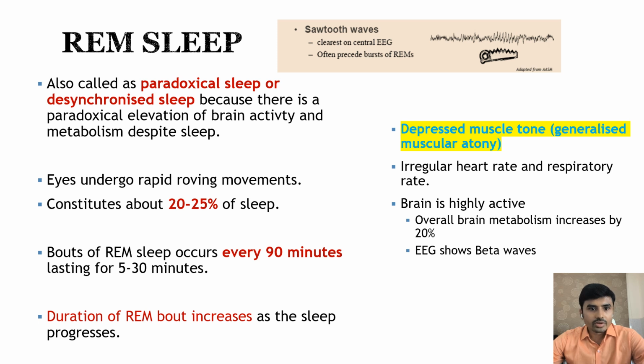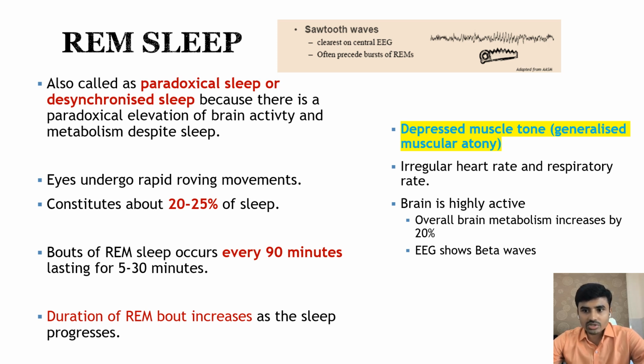REM sleep. During this sleep, sawtooth waves are seen. It is also called paradoxical or desynchronized sleep because there is a paradoxical elevation of brain activity and metabolism despite sleep. Eyes undergo rapid roving movements. It constitutes around 20 to 25% of sleep. Bouts of REM sleep occur every 90 minutes. Each bout lasts for 5 to 30 minutes, and the duration of REM bouts increases as the sleep progresses.